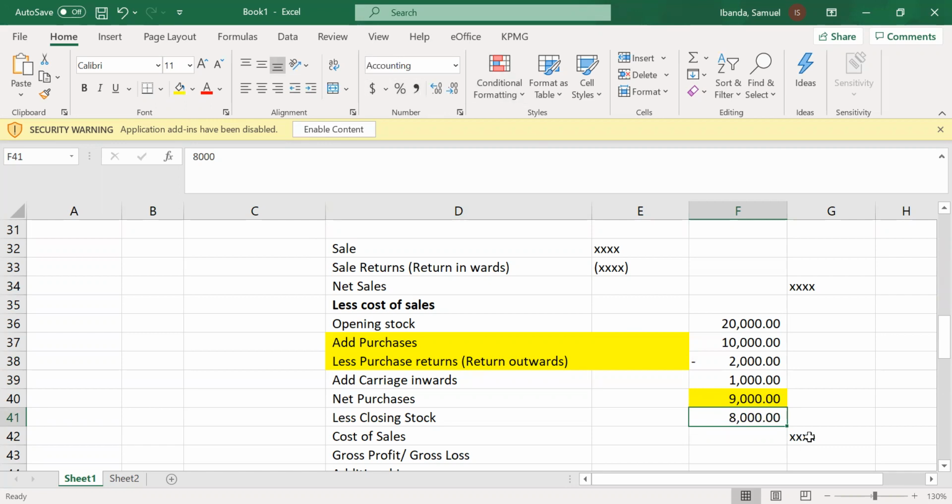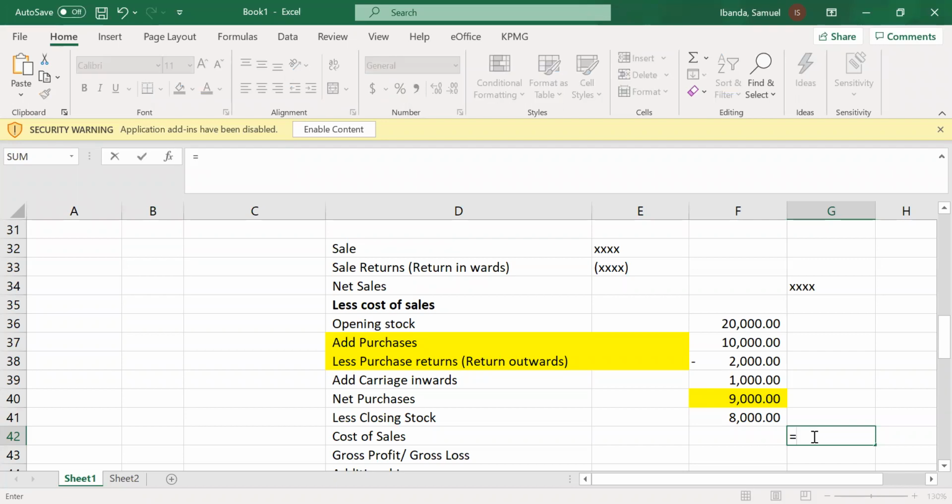We are going to demonstrate something, and I want you to be very attentive here. Make sure you switch off any distraction that is disturbing you. So this is my cost of sales. My cost of sales will be, like we are saying, opening stock plus purchases less closing stock. So my closing stock is 8,000 here.